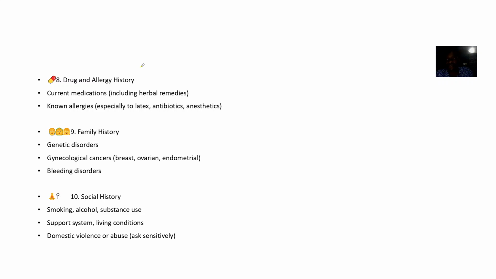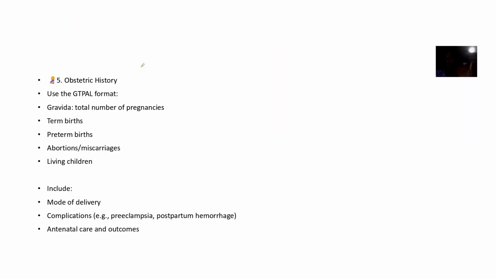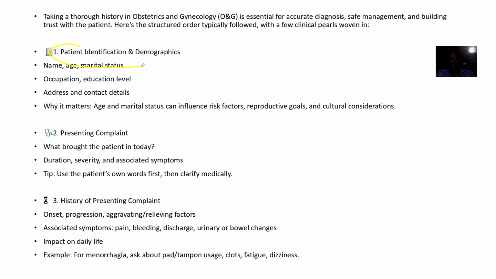The social history. Does she smoke? Does she abuse alcohol? Does she use substances? So that's just it. Step by step, these are the things that you should follow, numbered accordingly, when you're taking history in obstetrics and gynecology.